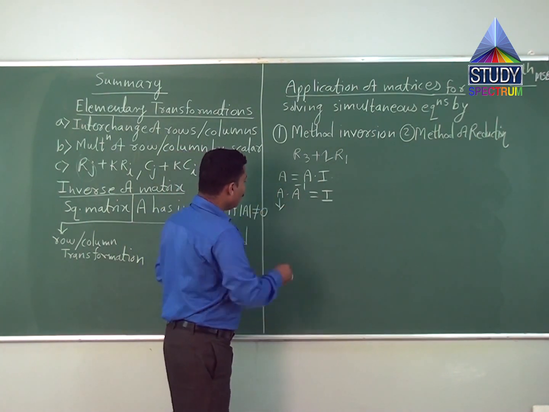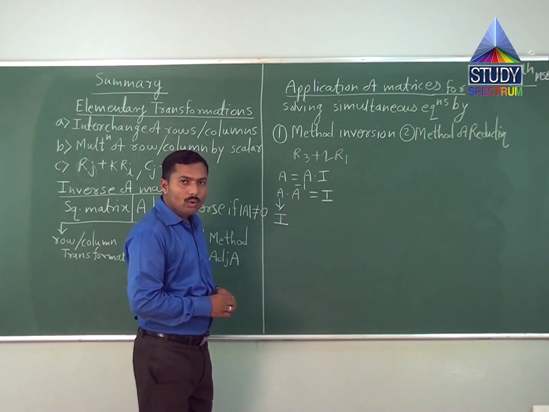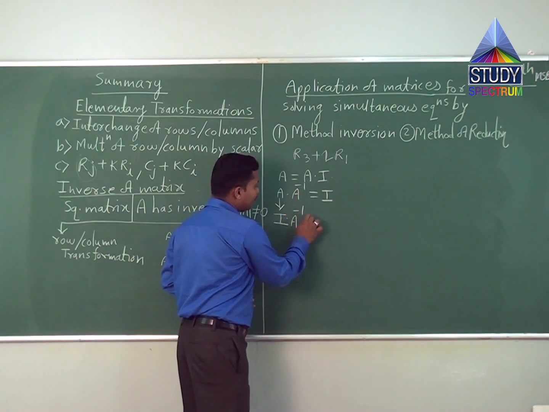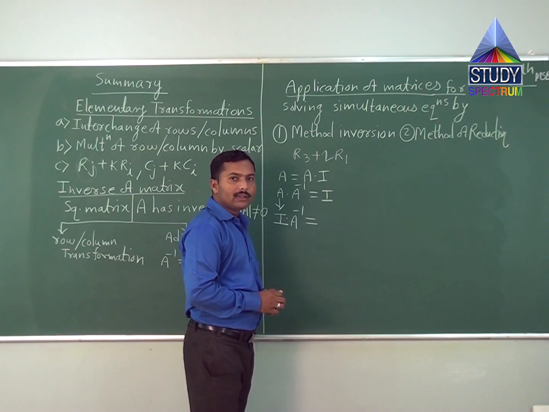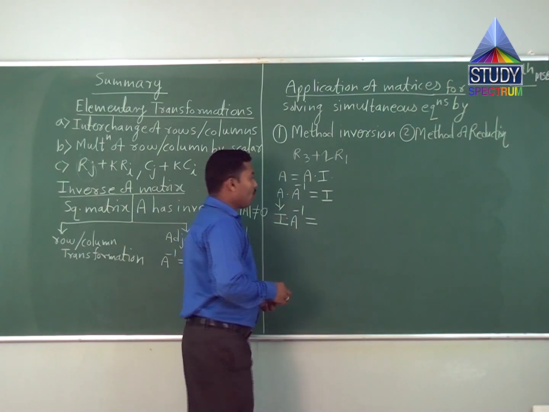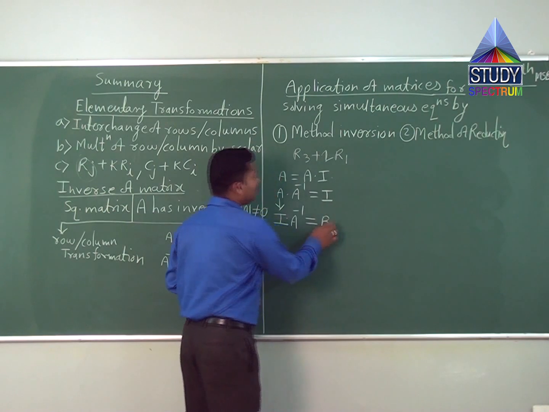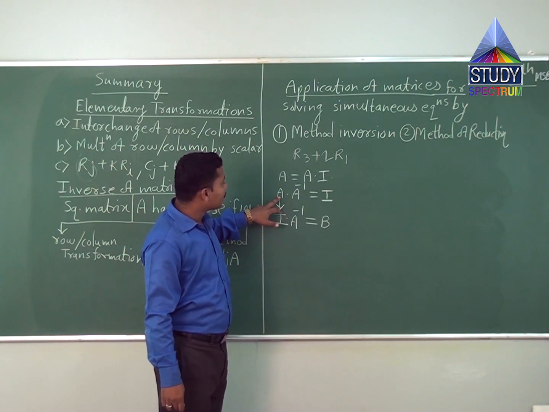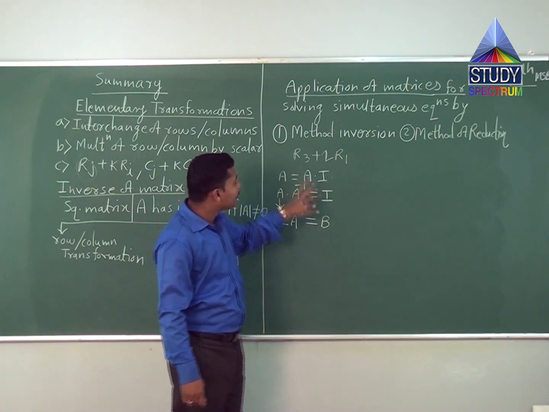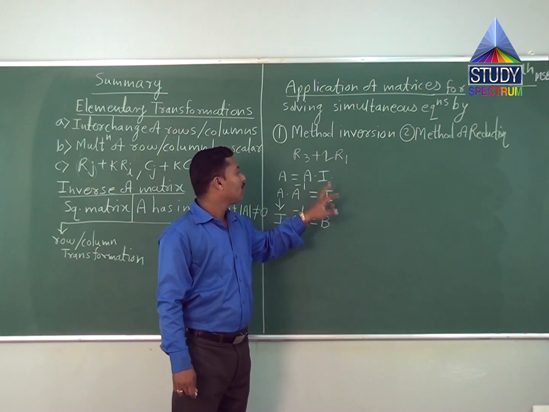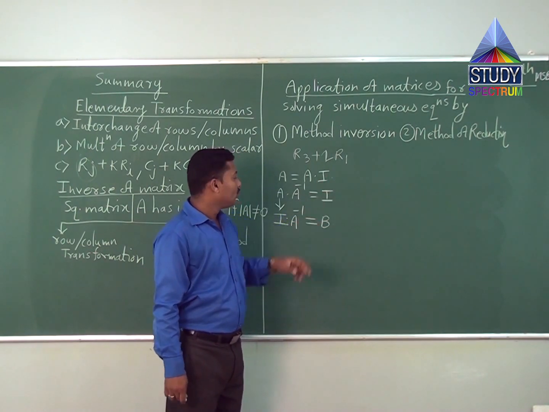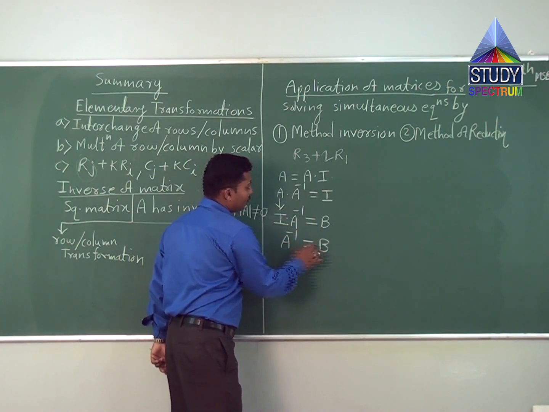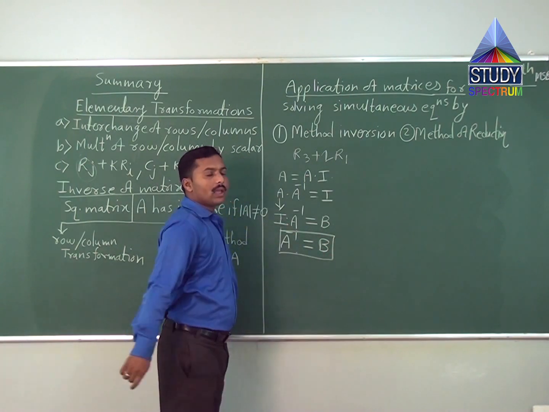Convert this A into identity matrix by row transformation or column transformation, into this A inverse equal to this identity matrix converted into square matrix B. When we apply this row or column transformation on this square matrix A, then simultaneously operating on identity matrix. So I into A inverse, again A inverse equal to B. So this is our A inverse.